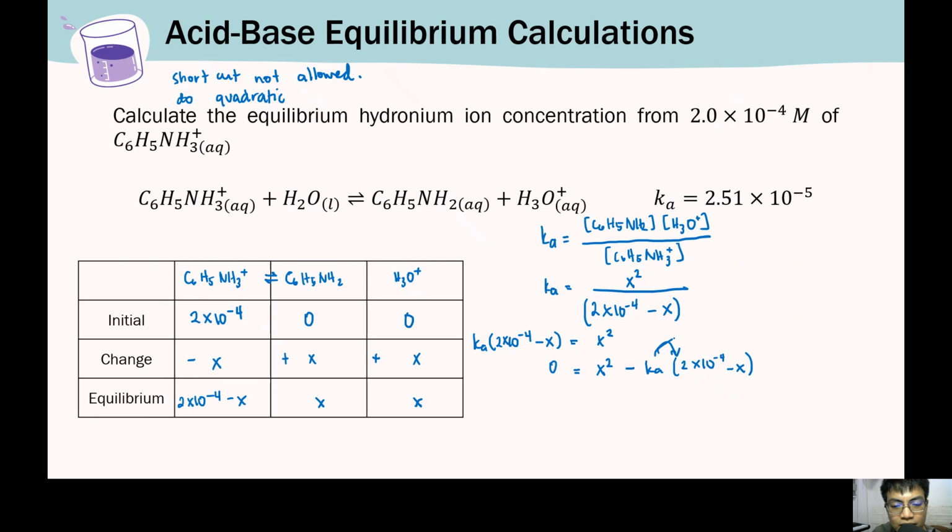And then we distribute the Ka value, okay? So let's distribute the Ka value. This is x squared, negative 2 times 10 is negative 4 Ka plus, x pala muna mauuna. Highest degree, then lowest degree. Okay, so this will be positive Kax minus 2 times 10 raised to negative 4 Ka. Oh, what's Ka? Well, that's given, no? So let's plug it in.